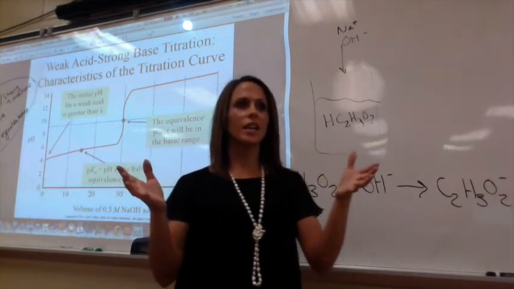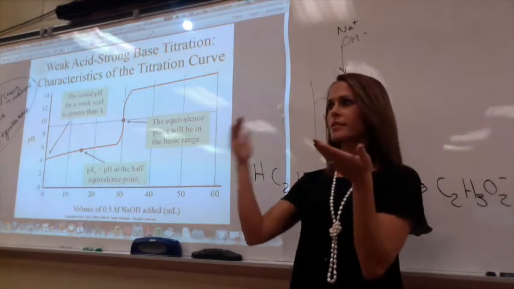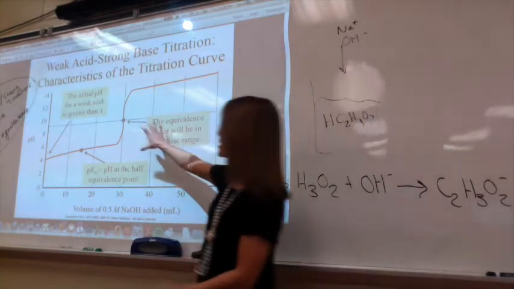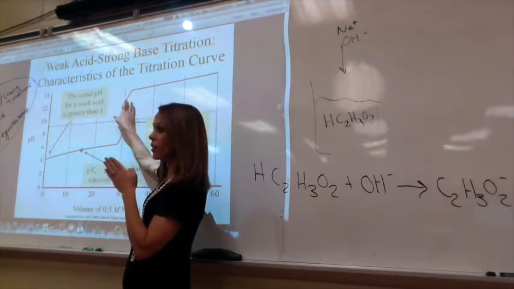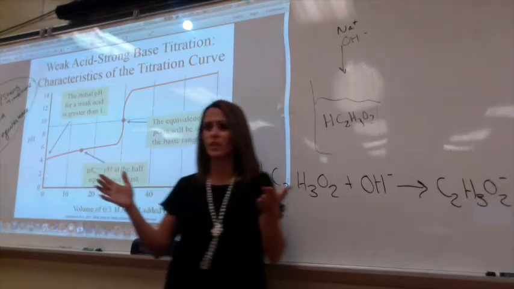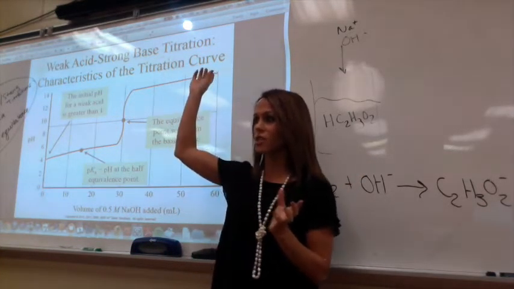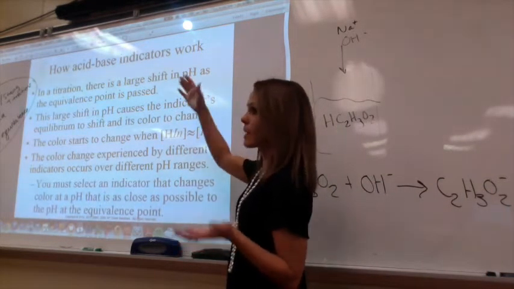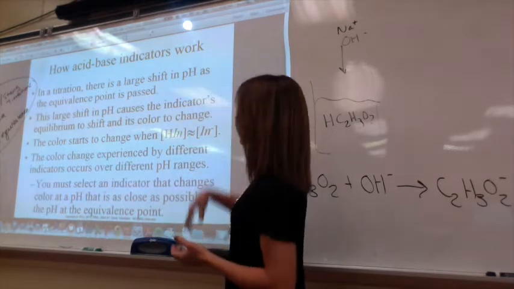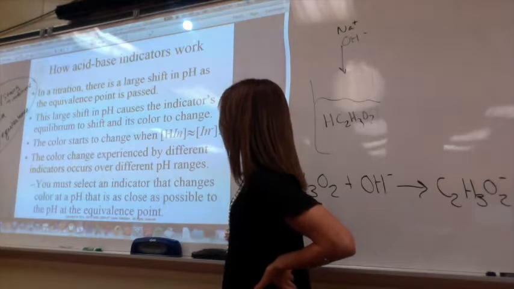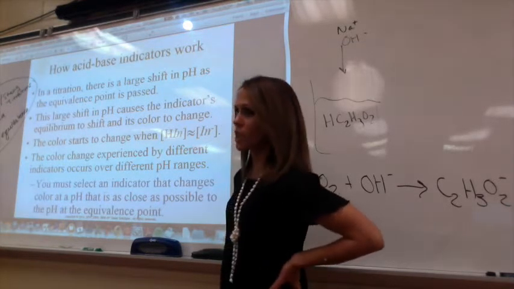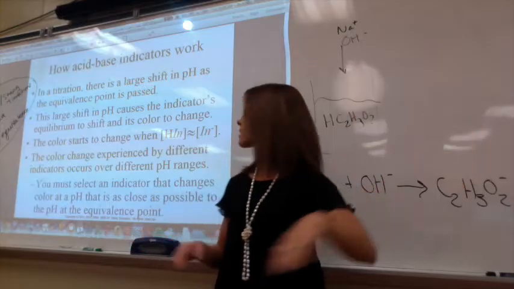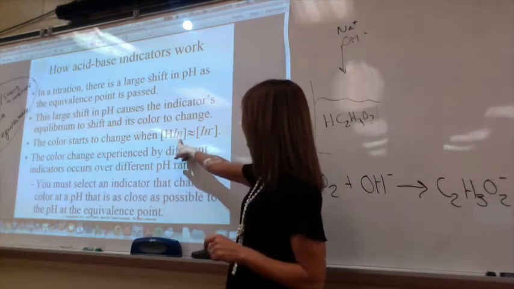So if your indicator is like, oh, I'm going to change color between 6 and 7.2, it doesn't really matter if it's going to start changing anywhere in that region, as long as it's within this region here, right? You're going to see the change in color because the amount of drops that you're going to add are within a milliliter. You're not going to be far off because that pH change is going to happen so rapidly. So that's what this slide is saying. There's a large shift in pH as the equivalence point is passed. This large shift in pH causes the indicator's equilibrium to shift and its color change. Just like we talked about with equilibrium, your OH is in there, now it's pulling it to the right, or if H plus is in there, it's drawing it to the left. The color starts to change when this is equal to this.